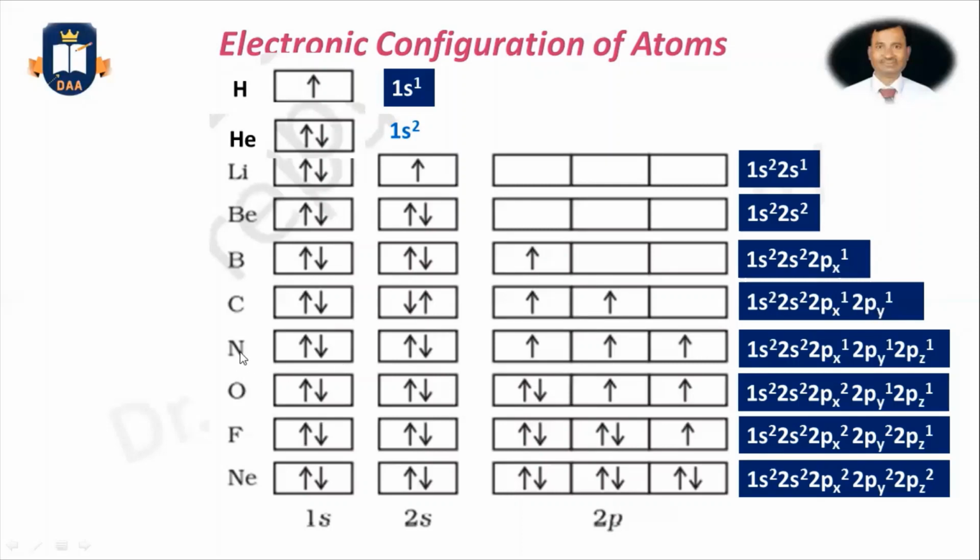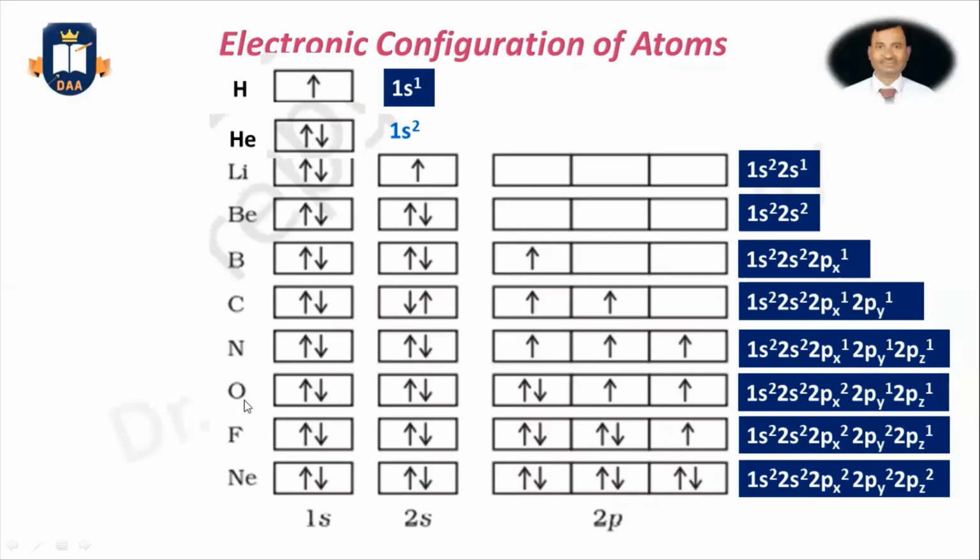For nitrogen, nitrogen has 7 electrons. So 1s2, 2s2, it is already there like beryllium. And then the 3 electrons in the 3 p orbitals. These 3 orbitals each have only one single electron. So it is 2px1, 2py1 and 2pz1.